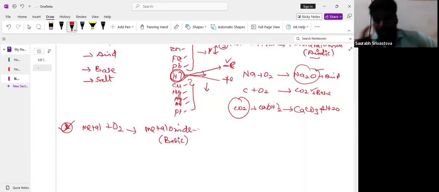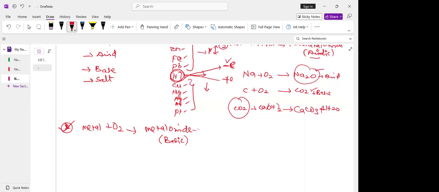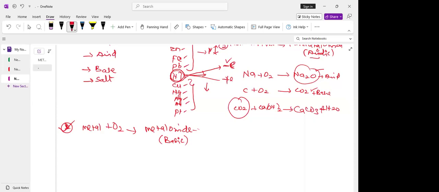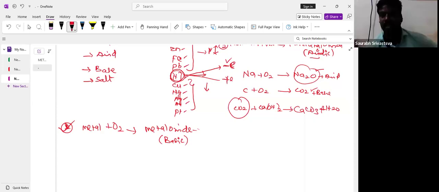Or otherwise do one thing, sir. We are using the toothpaste, correct? I'm just asking, do we have to remember it or not? Yeah, we should remember this, sir. Why? Because they will ask a question. Metal oxides are basic in nature or acidic in nature, like they will ask. So you have to select that metal oxides are basic in nature. If they ask whether non-metal oxides are acidic or basic or neutral or amphoteric, you should write non-metal oxides are acidic in nature. Clear?